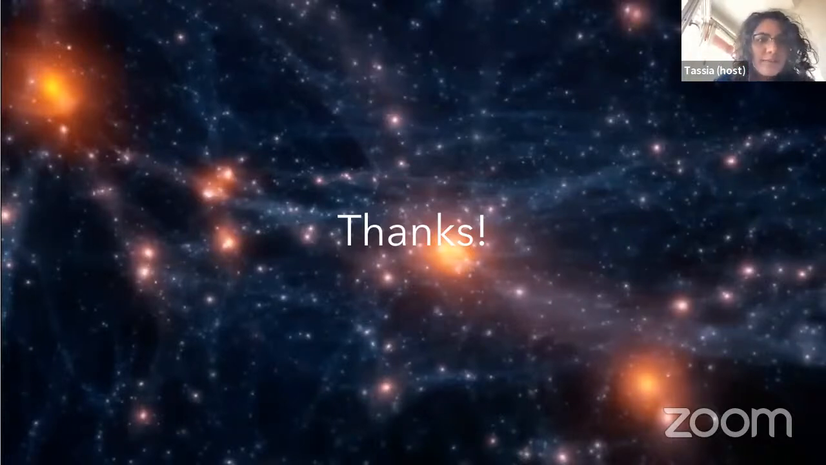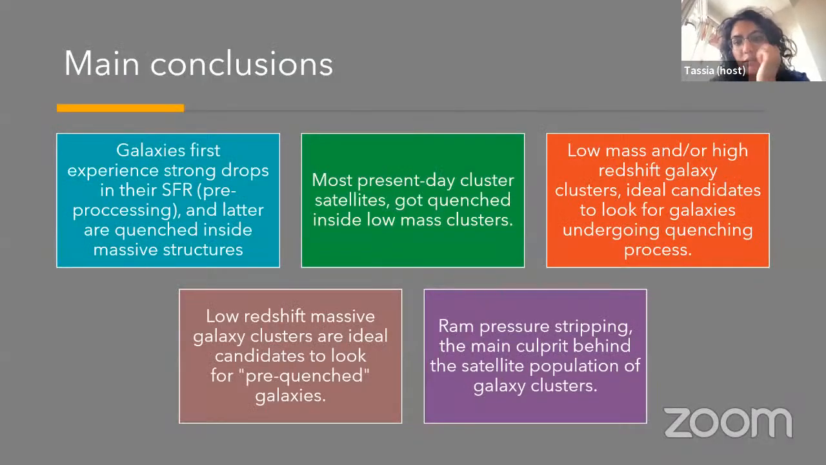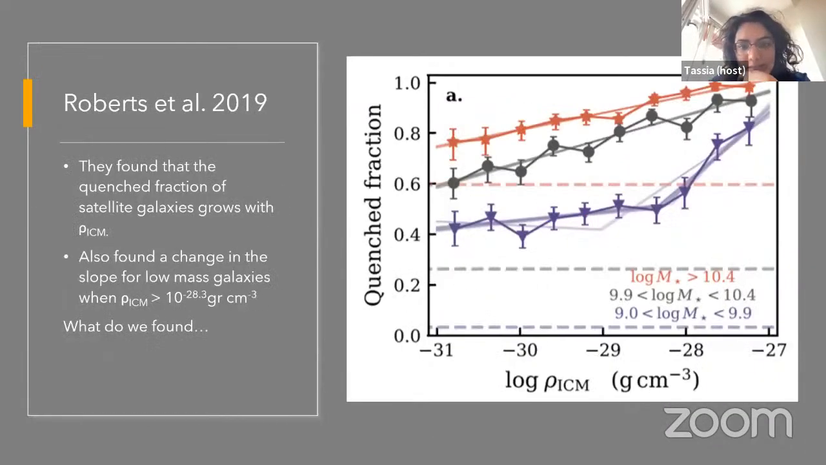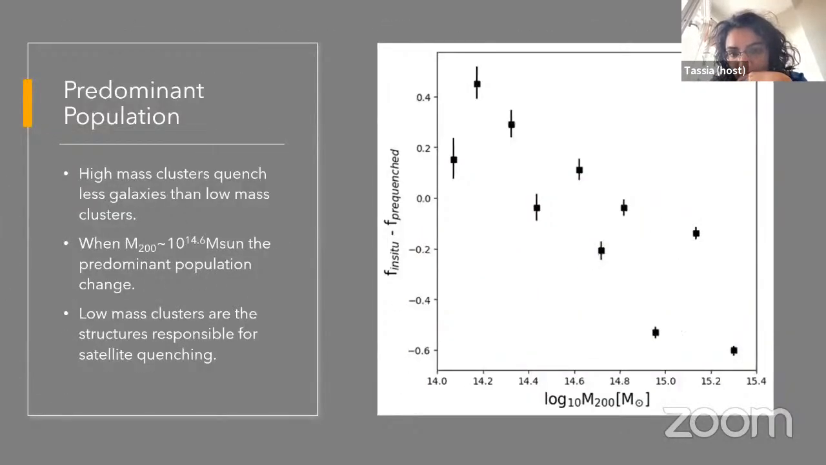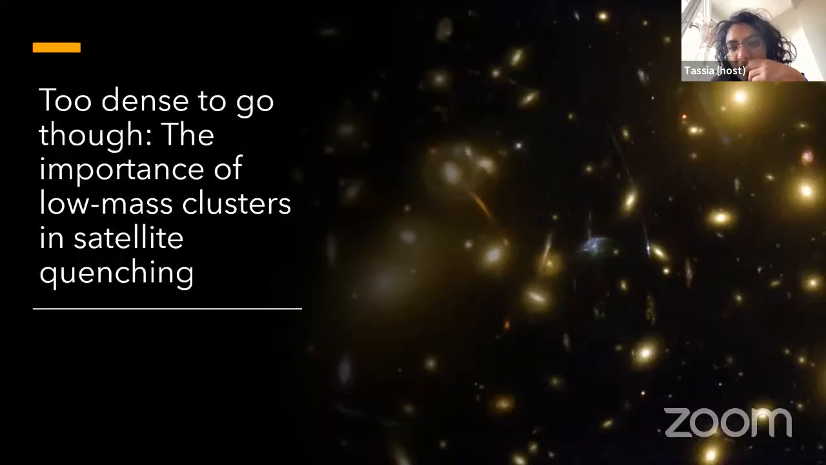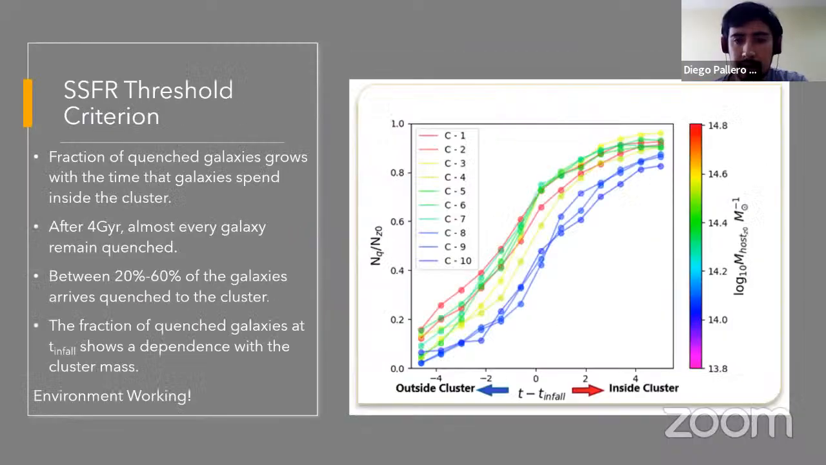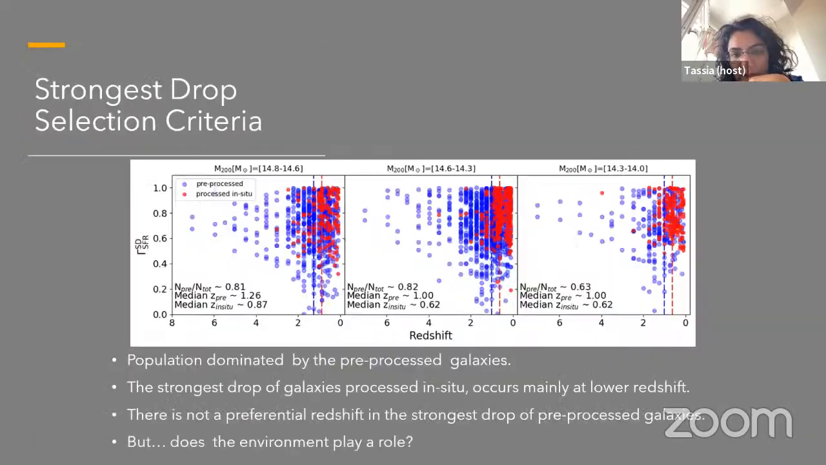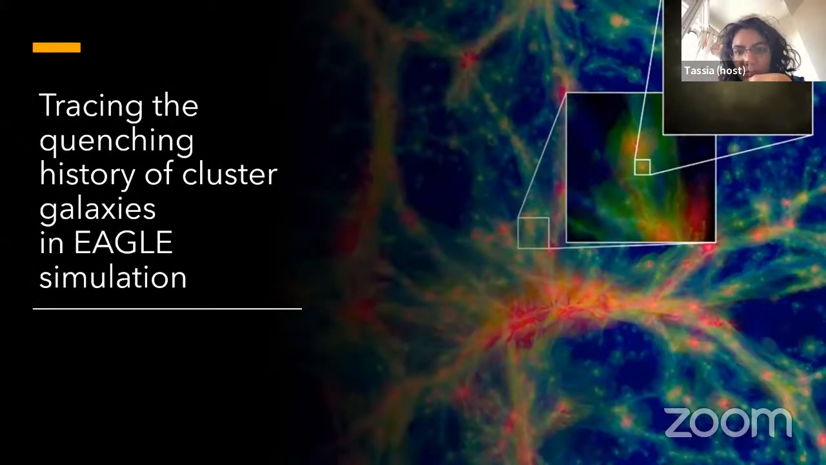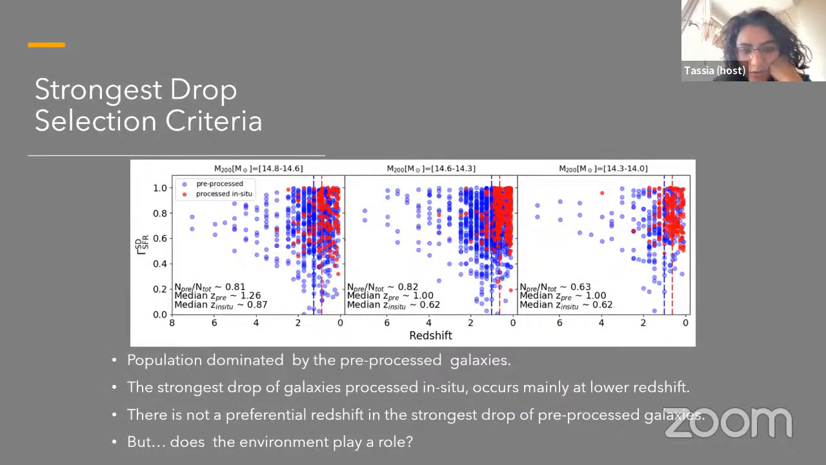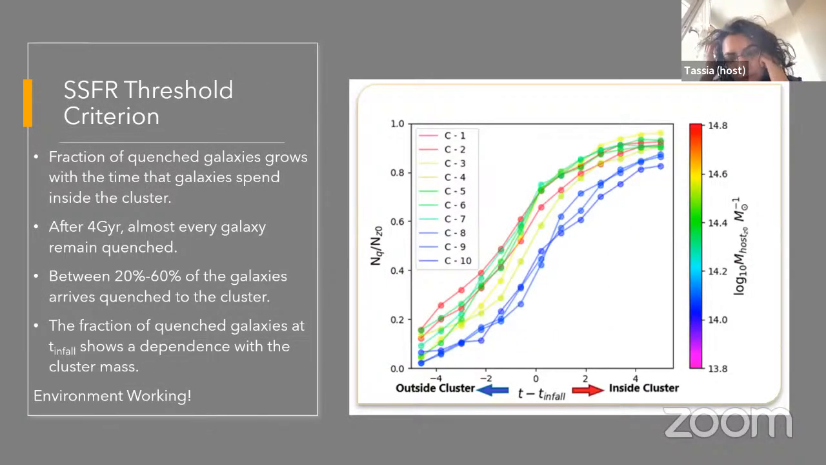Okay, I guess I'll start by asking the first question. Diego, can you please go back a few slides? You explained this very quickly, but I didn't understand. It's the SSFR threshold criterion. It's the one where you had a plot with different colors. No, not that one. Yeah, this one. So can you please explain again what the Cs are? What C1, C2 are?